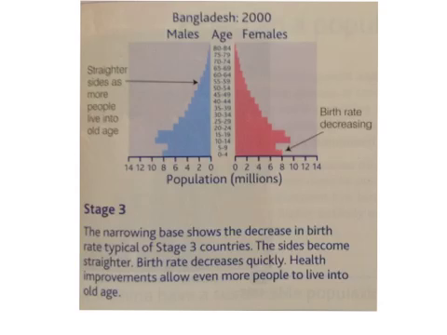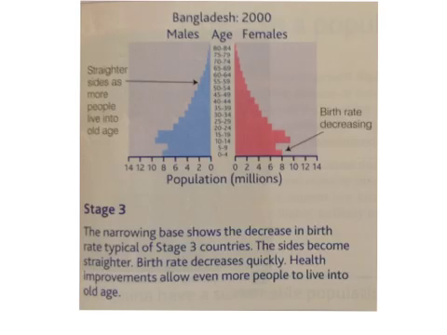In stage 3, our case study here is Bangladesh in the year 2000. As you can see, the narrowing base is due to the decrease in the birth rate. So remember, stage 3, the birth rate's decreasing. The sides become straighter, so this is much straighter than it's previously been. The birth rate's decreasing quickly.